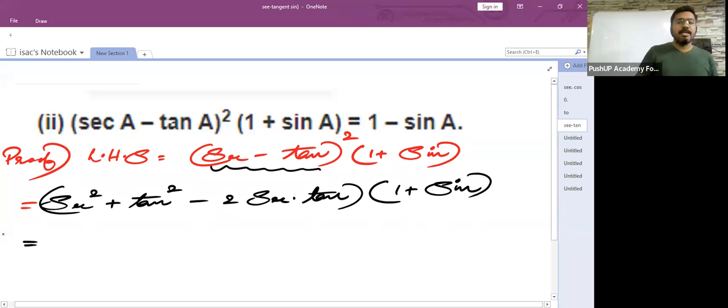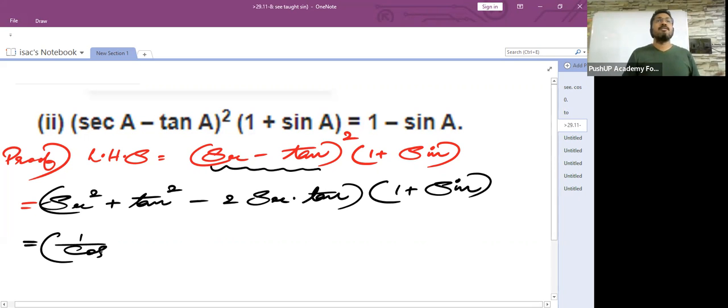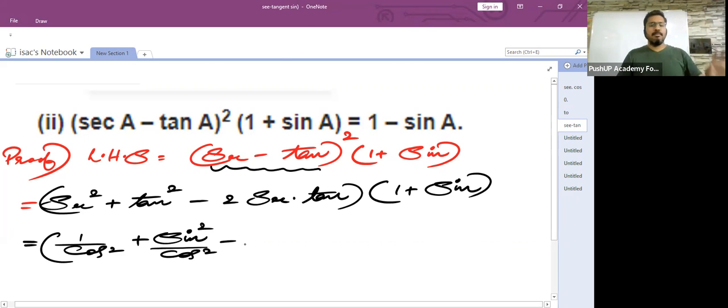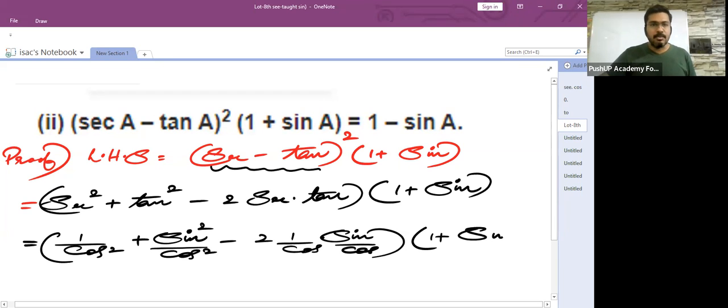Shall I convert this into sine and cos? Because if you notice the right hand side, it is only sine. So I'll try to convert this into sine and cos. Sec square is 1 upon cos square. Tan square is sine square upon cos square. Minus 2 into sec, which is 1 upon cos, into tan, which is sine upon cos. Let's give it a try, into 1 plus sine. Before that, I'll just confirm whether the question is right or wrong.